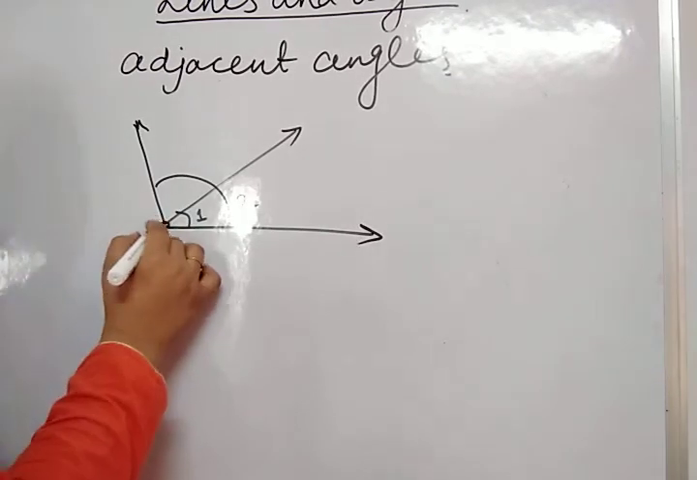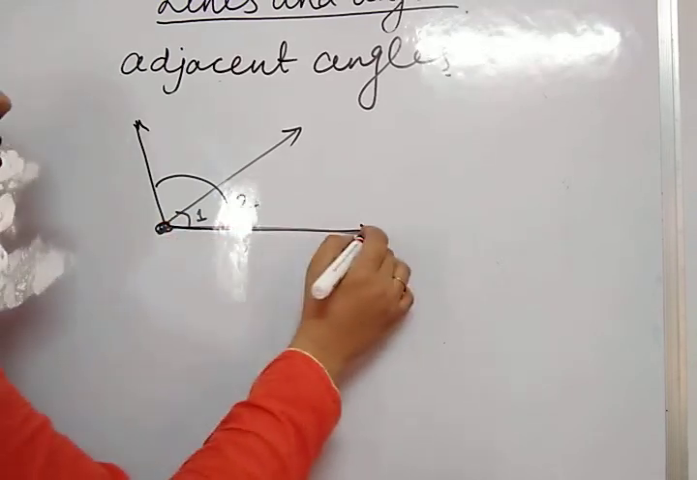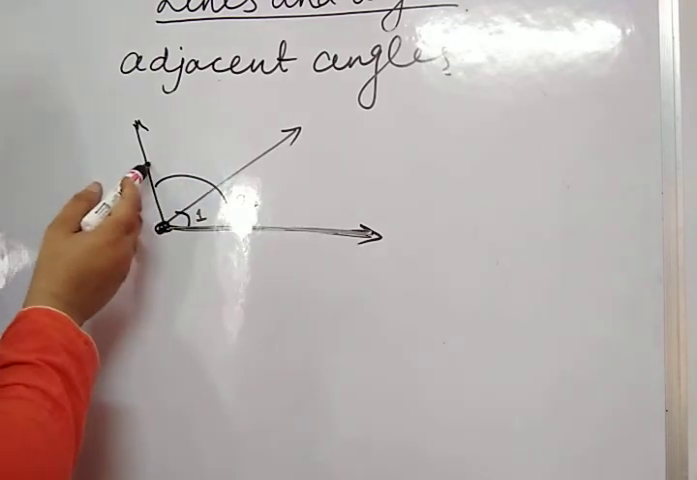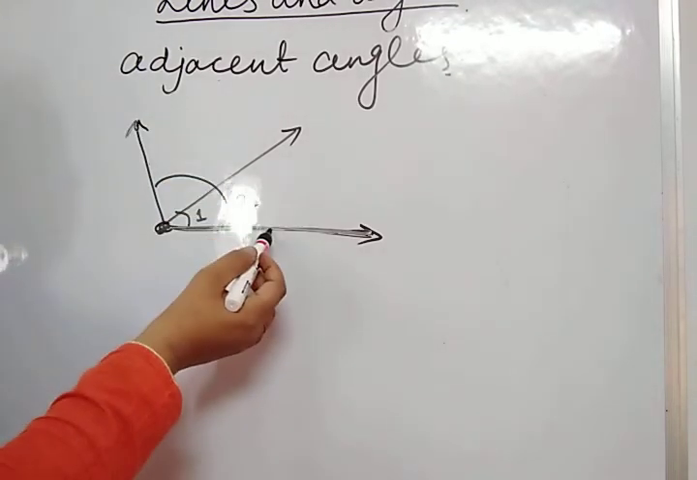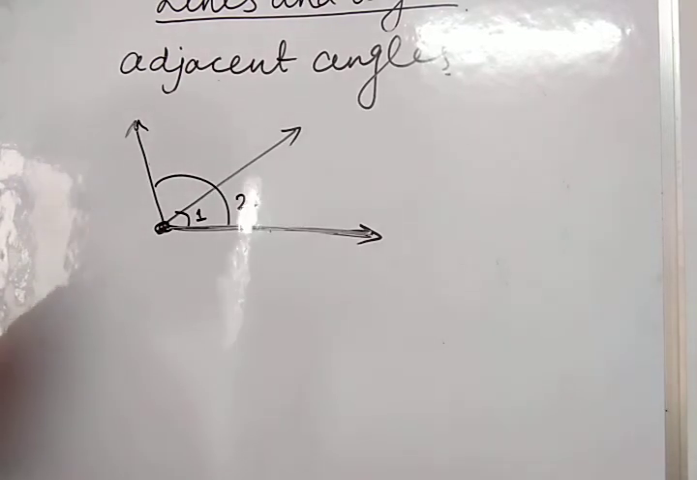Both the angles have a common vertex, this. Both the angles have a common arm, this. This is the common arm. But the uncommon arms are on the same side of the common arm. So these two angles are not a pair of adjacent angles.